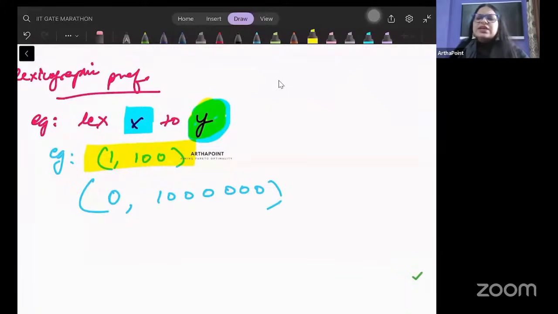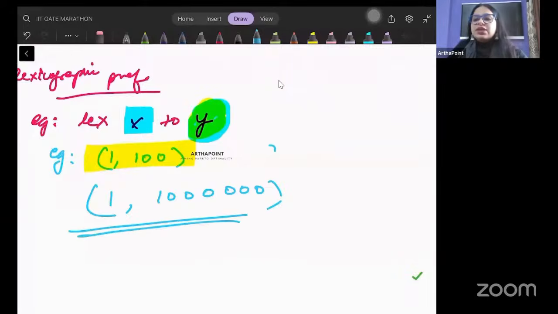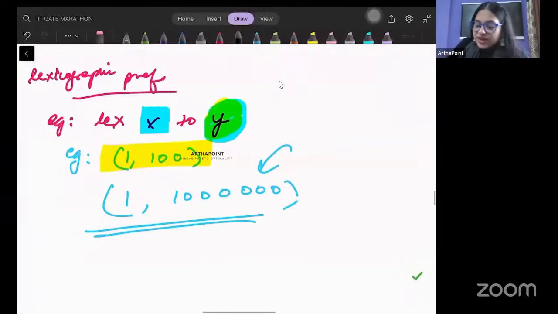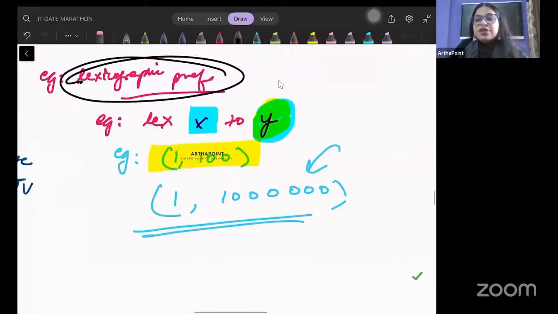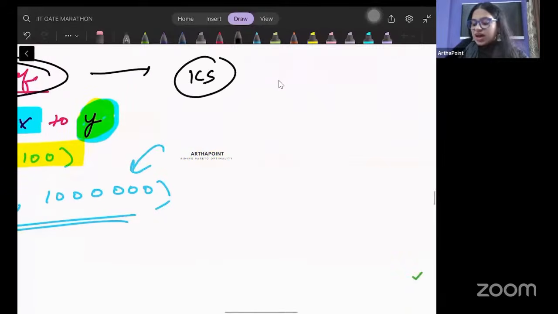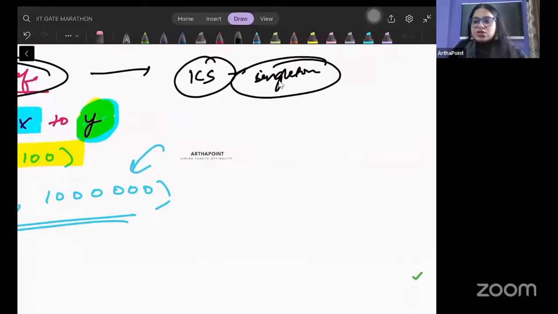I am not concerned with how much y, but I want to prefer that bundle which has more of x. If both bundles have the same amount of x, then I can go for the bundle which has more of y. But otherwise, I will always go for the bundle which has more of x. Now, in lexicographic preferences, we know that the ICs are just singleton. Singleton means they are just points. So each point represents a different IC.